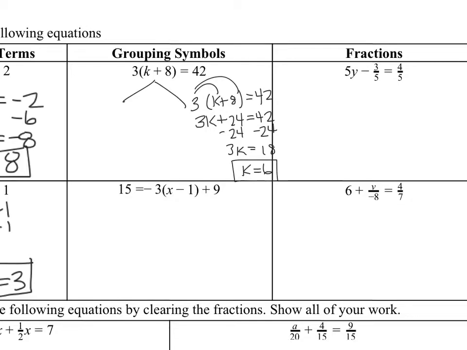That's one way. Another way you can do it, and actually I think it's maybe faster, is to just divide by 3 right away. So when you divide by 3 right here, these two will cancel out. So then you're going to have k plus 8 equals 14. That's 42 divided by 3, and then subtract 8, and you get k equals 6. So that might be faster.